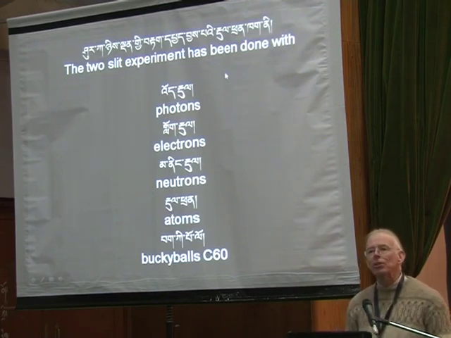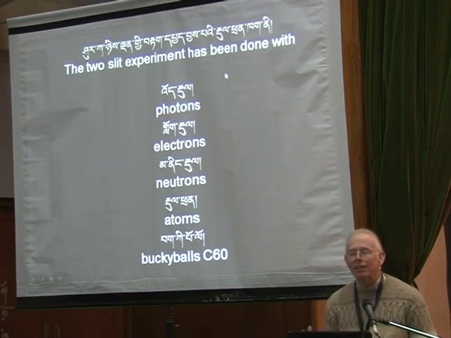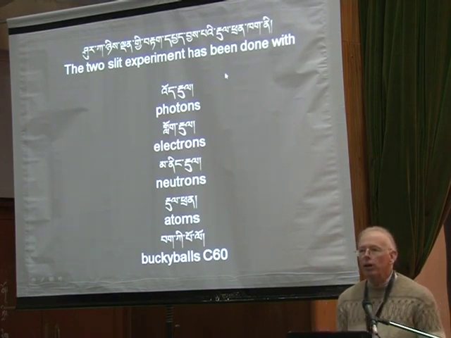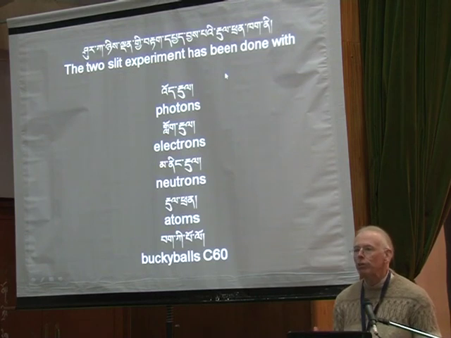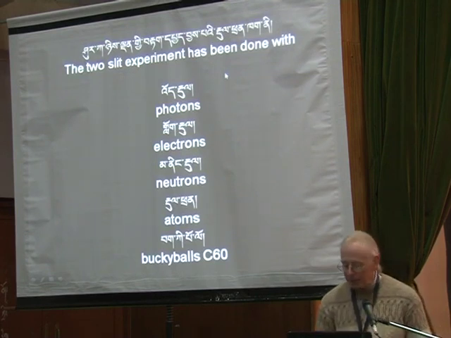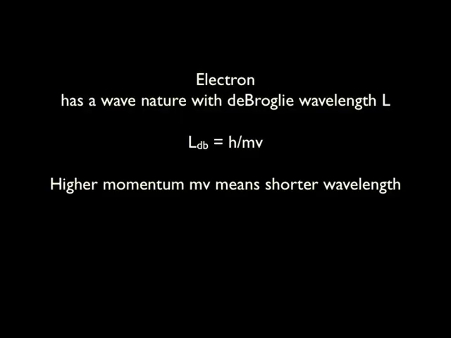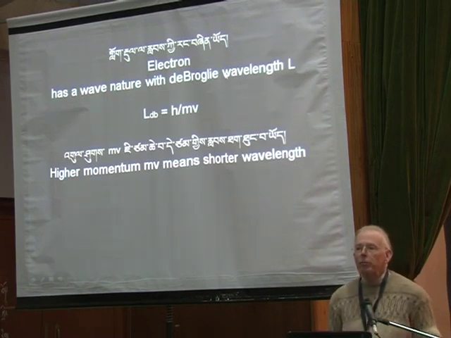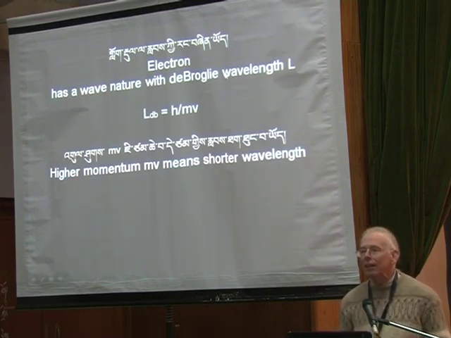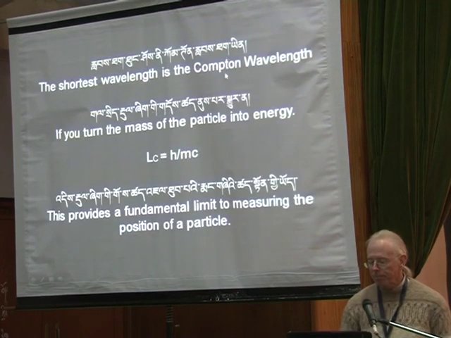groups of 60 atoms. This means that all of those things, which you might think of as particles, are also waves. They interfere with themselves. And because they're waves, here is a picture of a wave of a neutron, for example, interfering. A neutron wave. And because they're waves, they have a wavelength. And things that are going faster have shorter wavelengths. There's the shortest wavelength possible, which is called the Compton wavelength. It's as they approach the speed of light.